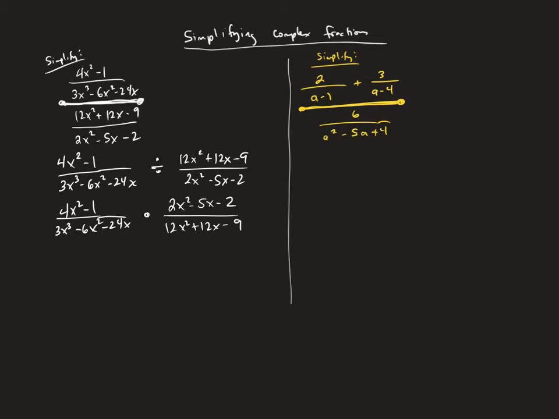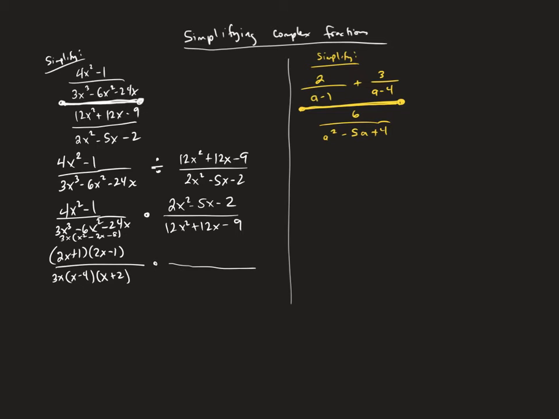Alright, so now I've got this as a multiplication problem. And remember, we always want to try to simplify the fractions before we multiply them. So we're going to do that by factoring. The 4x squared minus 1 is the difference of two squares, so that's going to be 2x plus 1 and 2x minus 1. Then that bottom thing has a common factor I'm going to pull out first, and that's 3x. That would leave me with x squared minus 2x minus 8. And then x squared minus 2x minus 8 factors, so this is going to be 3x times x minus 4 times x plus 2.